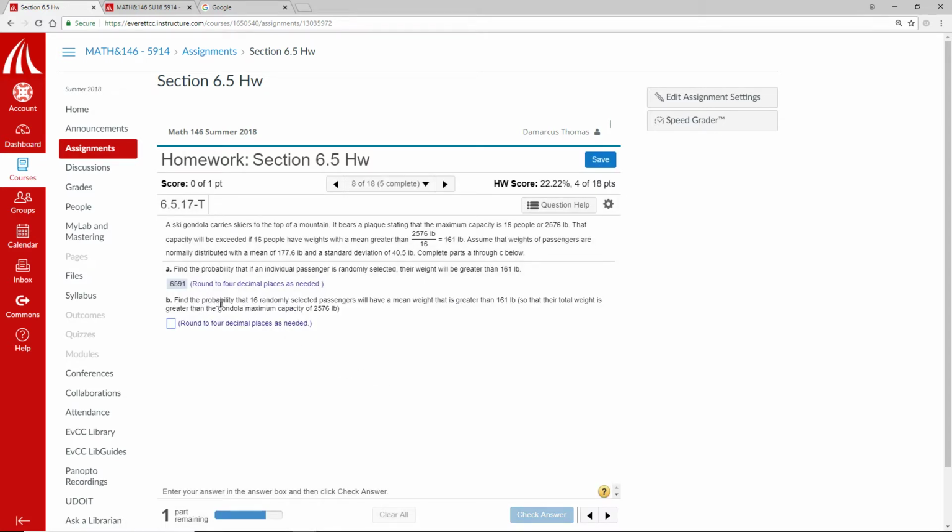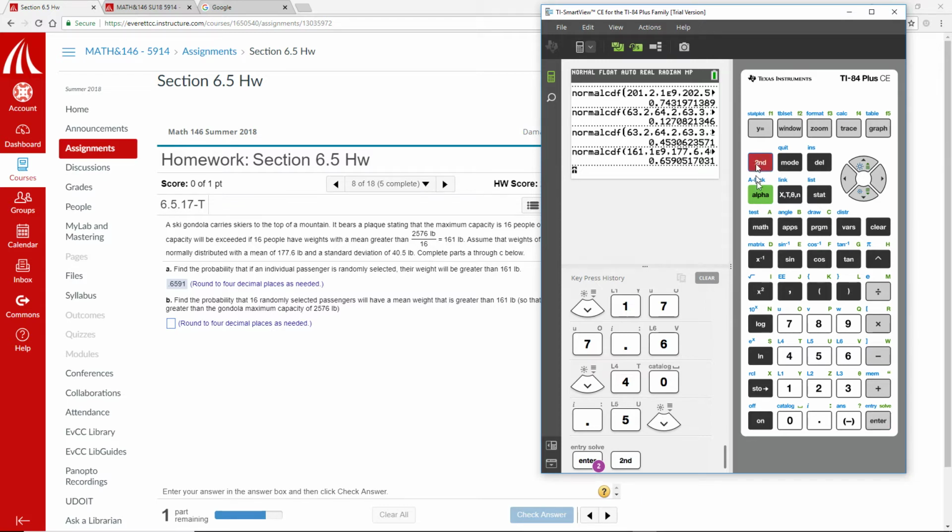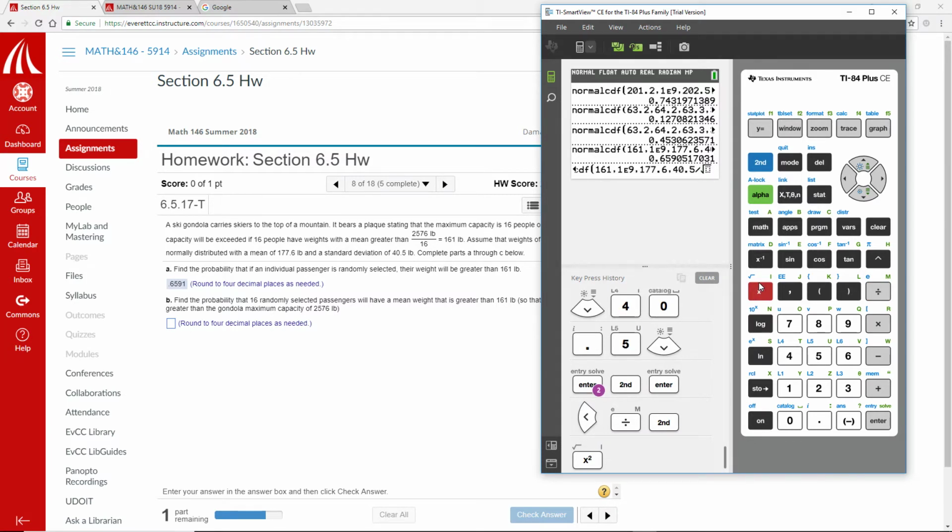Now, what if it says, find the probability that 16 randomly selected passengers will have a mean weight that is greater than 161? Hopefully it's less than 5%. So let's see what happens. Second entry. And what we'll do is take everything is the same, the lower bound, the mean, but the deviation of the sampling distribution is not 40.5. It's 40.5 divided by the square root of the sample size, which in our case is 16. Yeah, 16. I could have just put in 4.